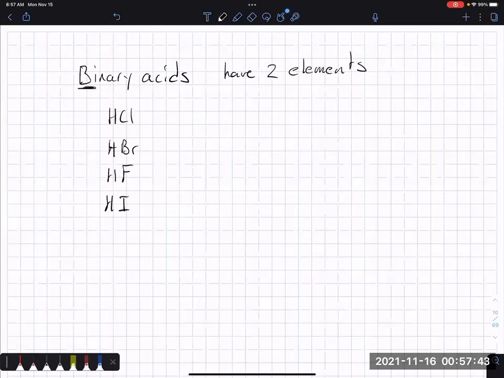In my periodic table, I'll come up with a few more of these. It's pretty much the really common ones, but at the very least. So the way that we name these, and you'll notice too that they all start with hydrogen. And that's actually one of the ways that we can identify acids: acids start with hydrogen. So when we name these, we have hydro as a prefix.